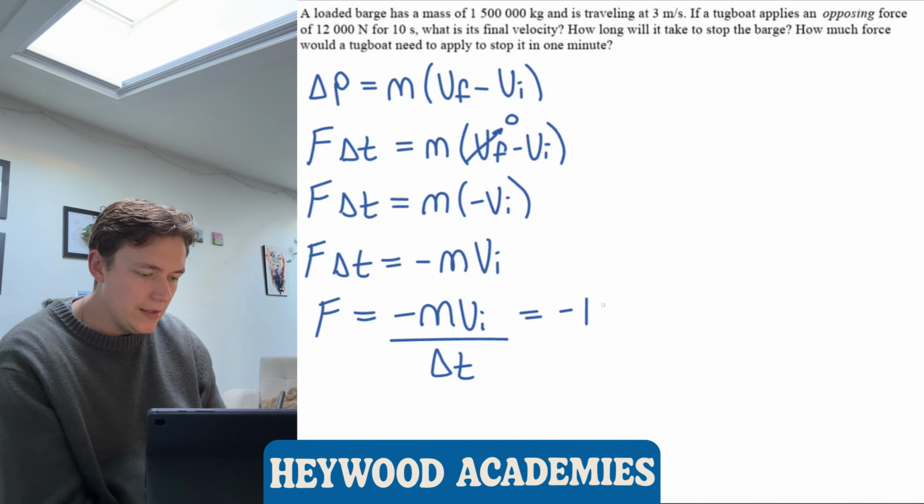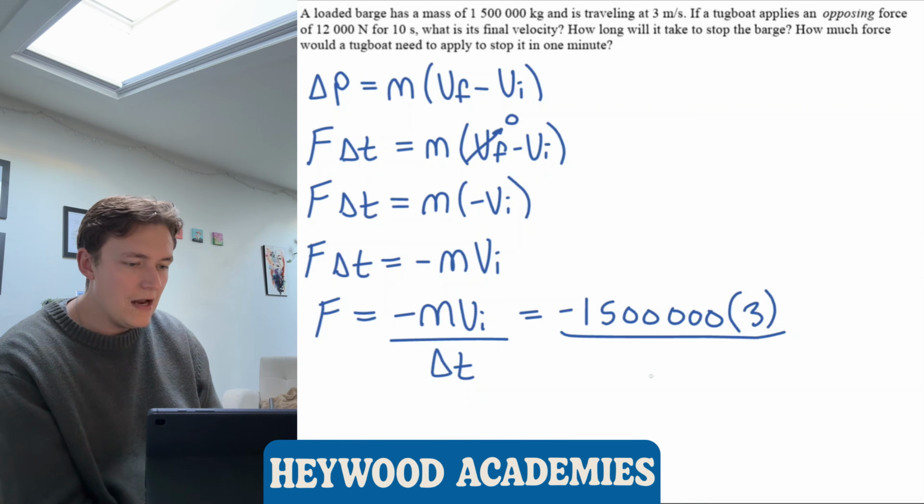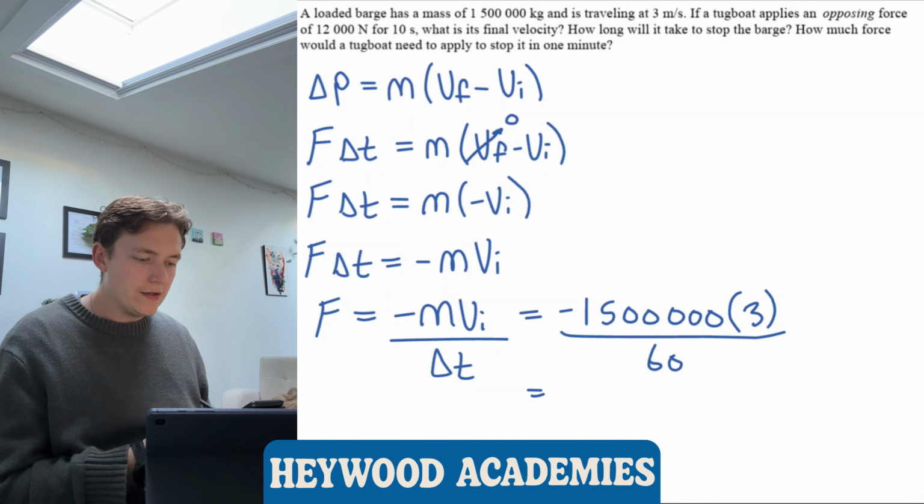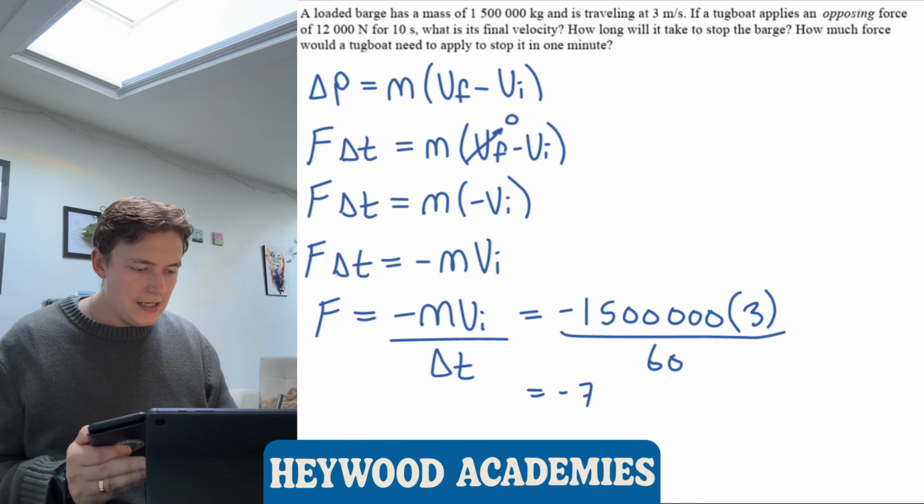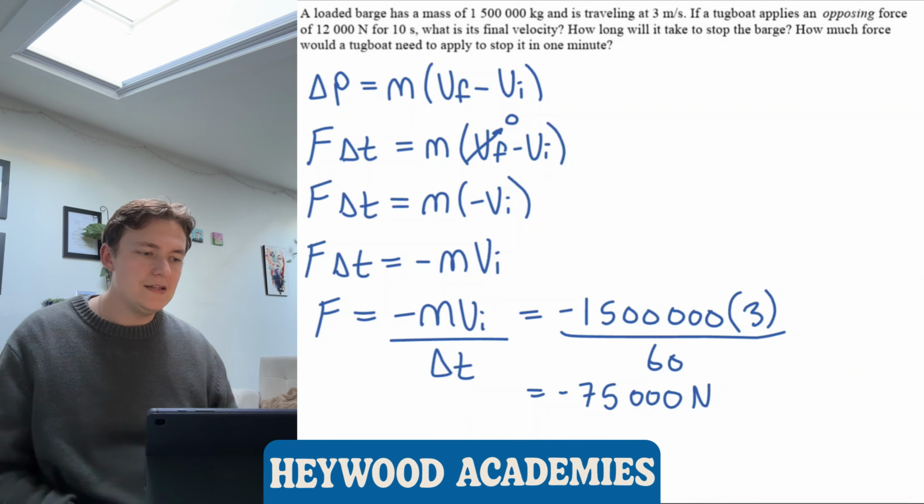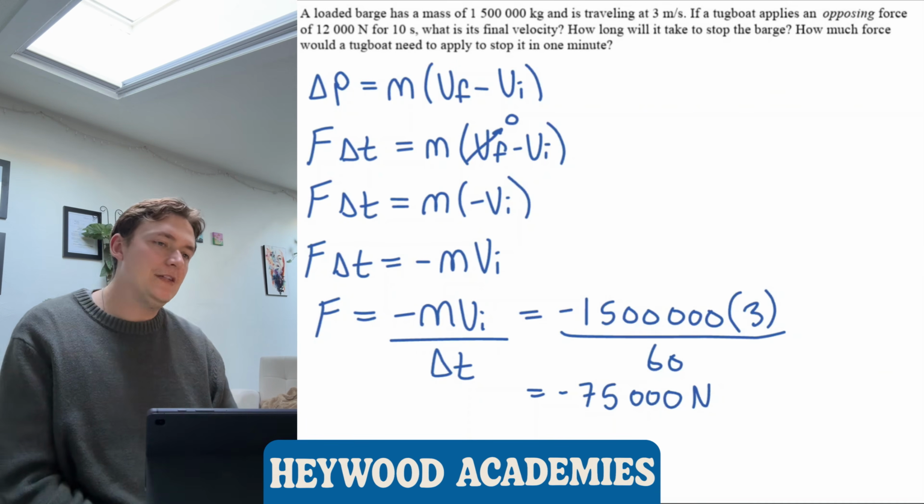And plug in again. 1,500,000, initial speed of 3, dividing by the time. It's 1 minute, so we got to convert that over to 60 seconds. And we'll plug this in the calculator. Okay, so we get negative 75,000 newtons of force. So that negative just says that it's an opposing force, but the magnitude of that force, you could say, would be positive 75,000 newtons.